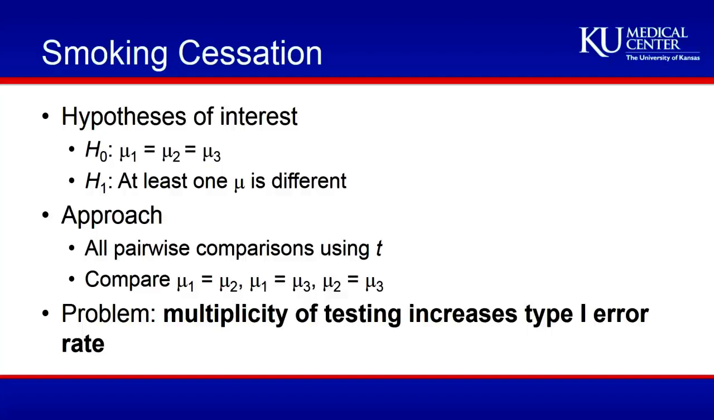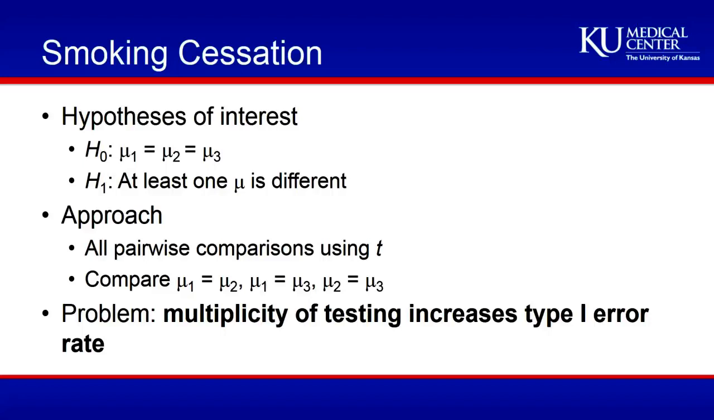We don't have to do the math. It's bigger than 5%, right? It grows. It grows as we do more. It's called multiplicity of testing. So when we do multiple testing, we are increasing our chances of finding something that doesn't really exist. And so we don't want to take that approach.